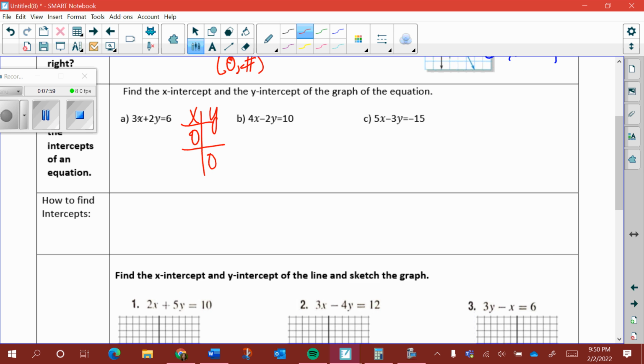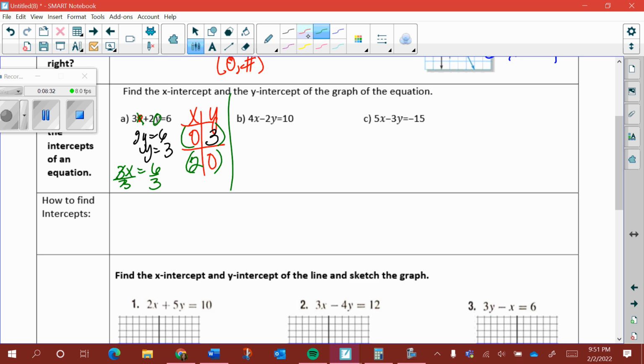So 0 for x would make this a 0. If I solved it from there, I would end up saying 2y equals 6, so y is equal to 3. And then if I let this be your x, but then this is your 0, I'm going to say 3x is equal to 6. Divide by 3, because 2 times 0 is 0. That gives me x equals 2. So my ordered pairs are (0, 3) and (2, 0).